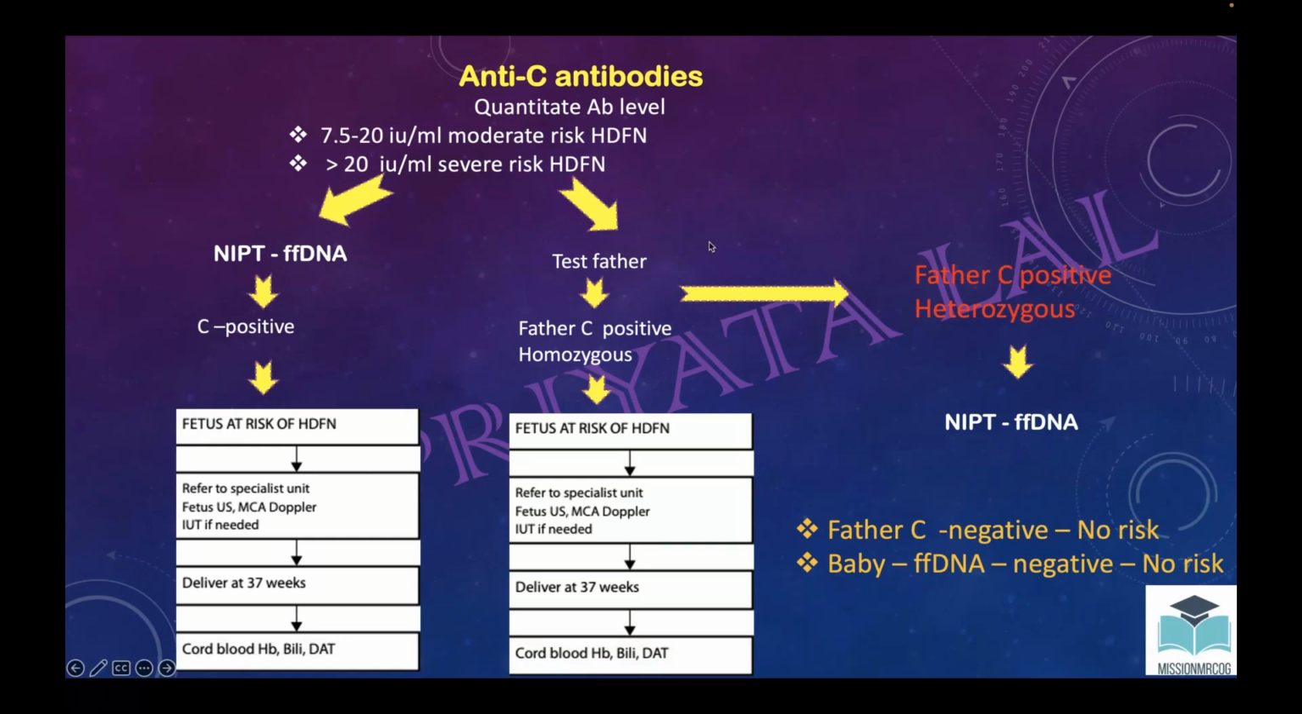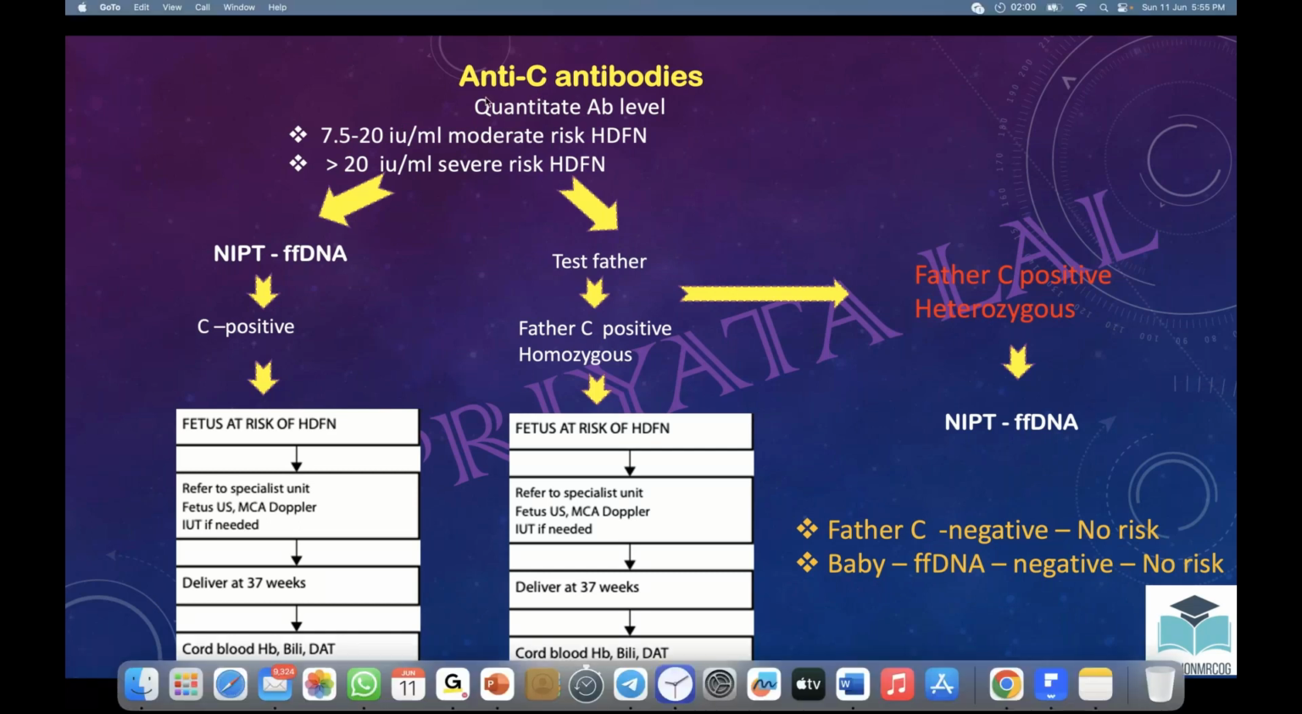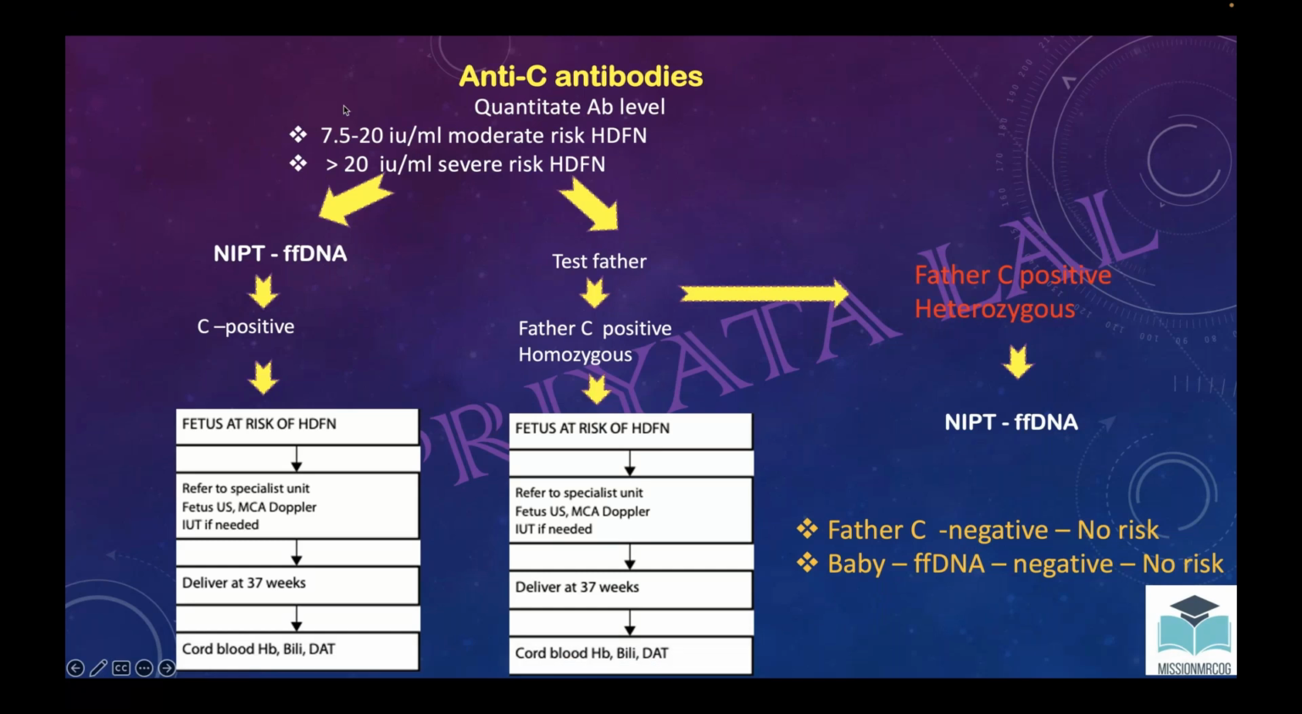Again, everything is almost the same except this titer. When we detect anti-C antibodies in the booking bloods and find it positive, then we do quantification. If the quantification is less than 7.5, we are not referring to FMU; at 7.5 we refer to FMU. For a patient with quantification between 7.5 and 20, the baby has a risk of moderate HDFN. If it is more than 20, the baby is at severe risk.